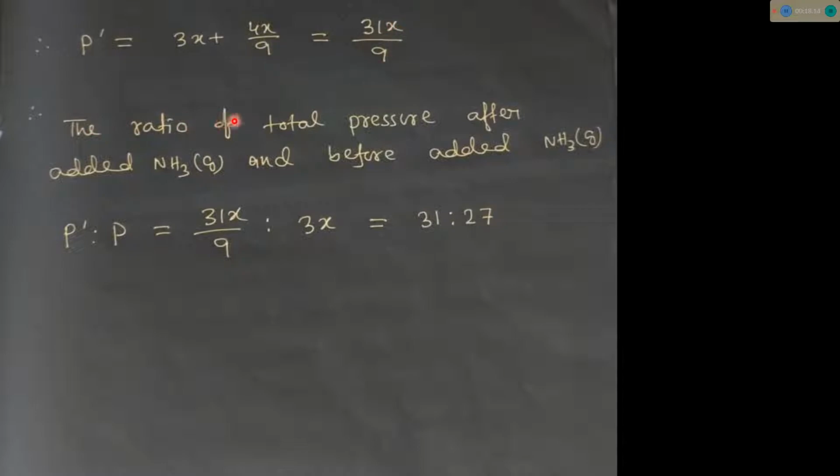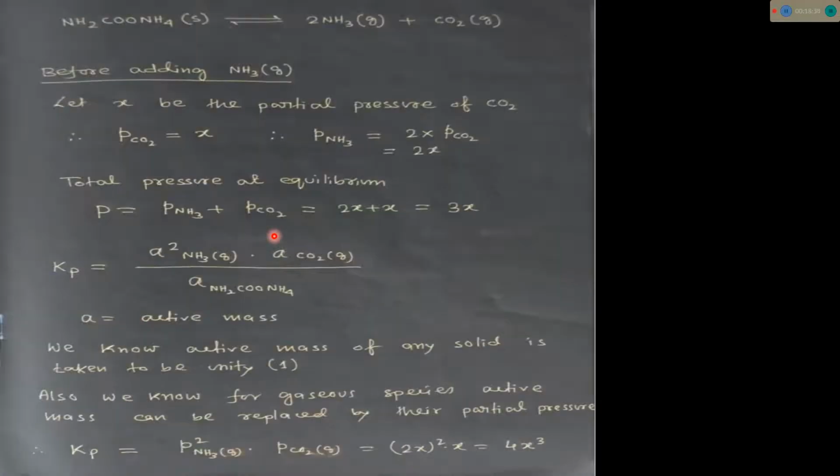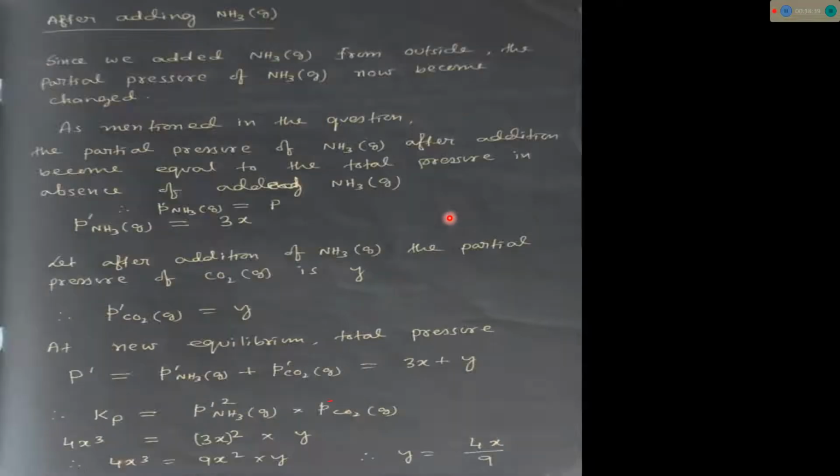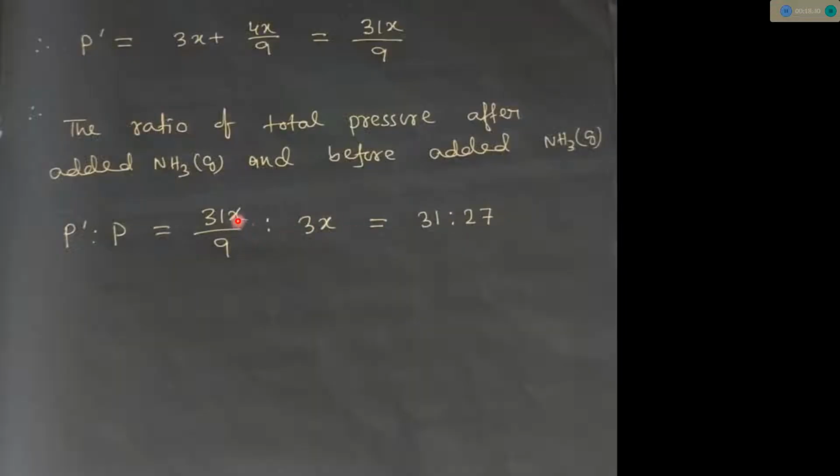So the ratio of total pressure after adding NH3 gas and before adding NH3 gas should be P prime over P. Capital P prime is the total pressure after adding NH3 gas, and P is the total pressure before adding NH3 gas from outside. So P prime is 31x upon 9, and we calculated the total pressure P before adding NH3 gas, that is 3x.